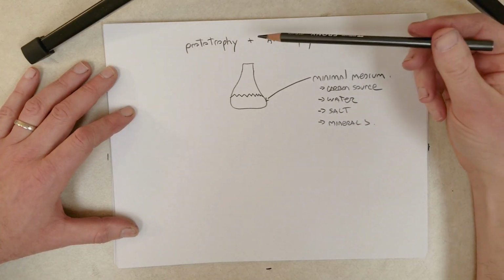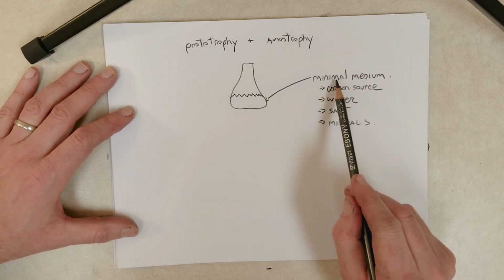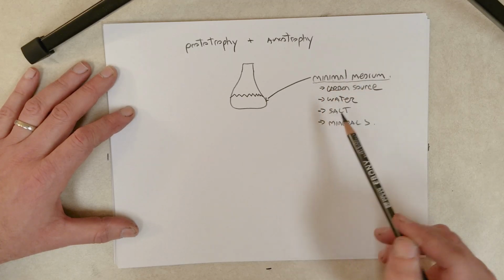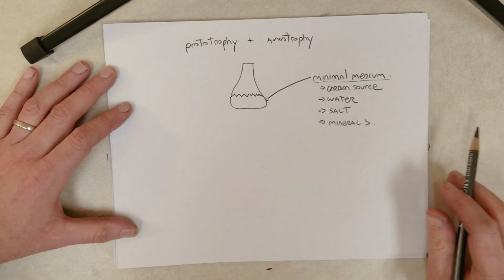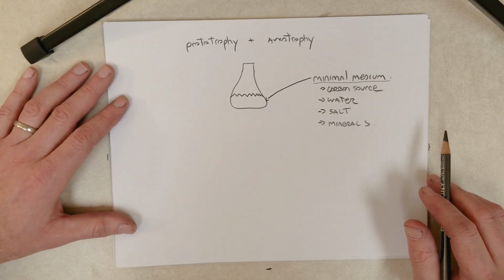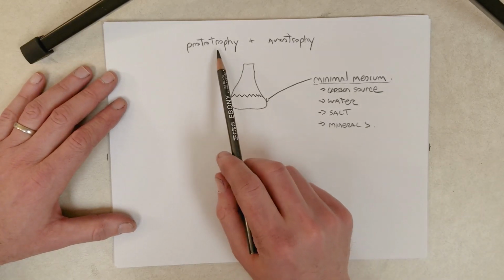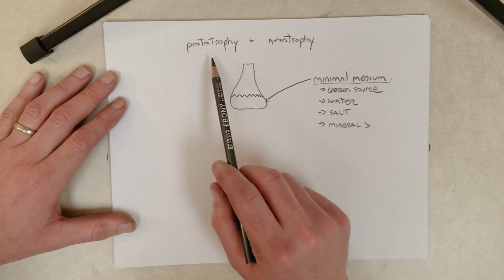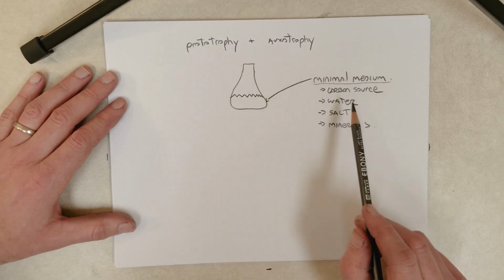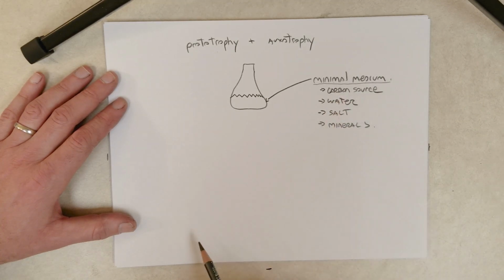So prototrophic organisms can grow in or on a minimal medium with just these resources. Prototrophs can make any other biochemical needed for life. So any vitamin, any amino acid, any lipid, the prototroph has all the genetic information necessary to make all those important biochemical compounds, starting with just these materials here.